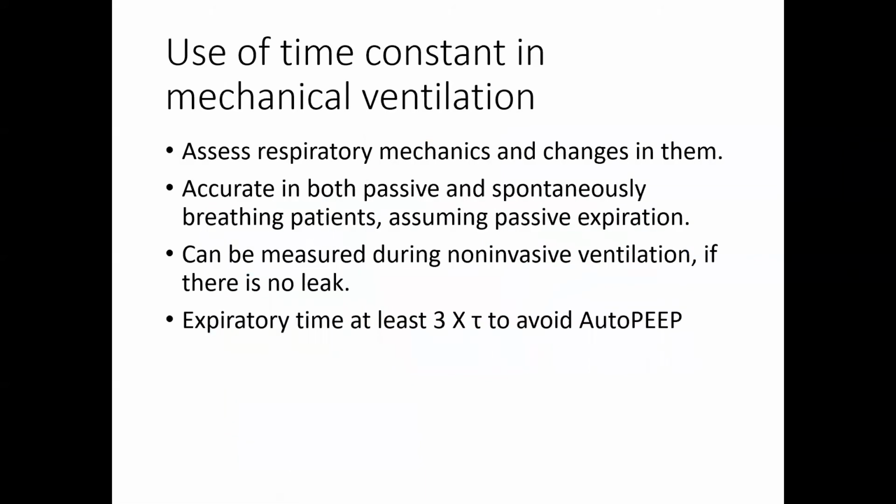So how do we use the time constant in mechanical ventilation? Well, you can use it to assess respiratory mechanics and changes in them. Second, you can calculate tau as long as you have a patient who is passively exhaling. You can also use it during non-invasive mechanical ventilation as long as there's no leak. In general, you want at least 3 times tau to avoid auto-PEEP or air trapping.